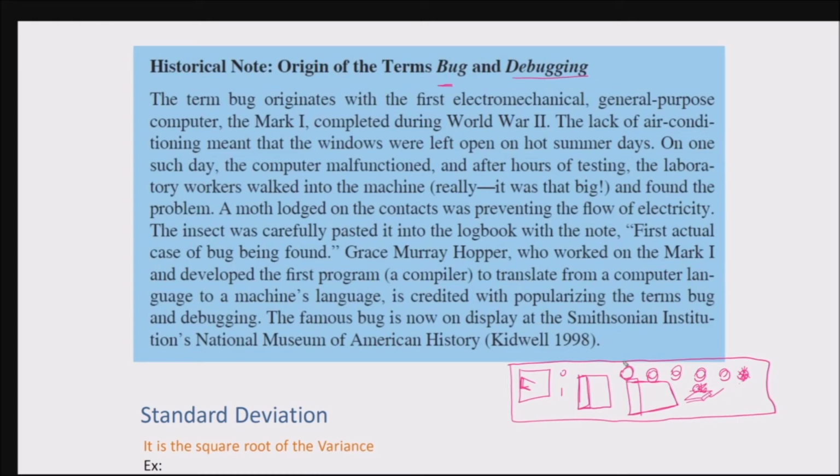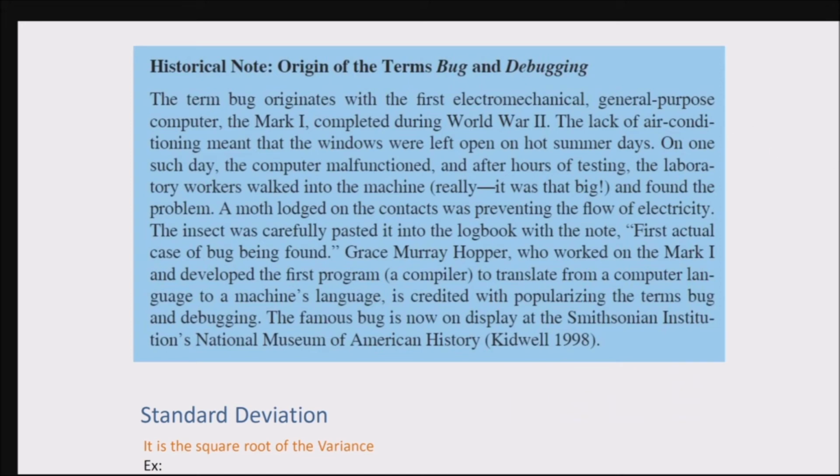This bug is also still there in the National Museum. They still have this bug in there. I never went to see it; I just Googled it and saw the pictures of it, right? So that's what happened actually. Okay, so that is about bugs and debugging, the concept, right? That's how the concept came into the topics.